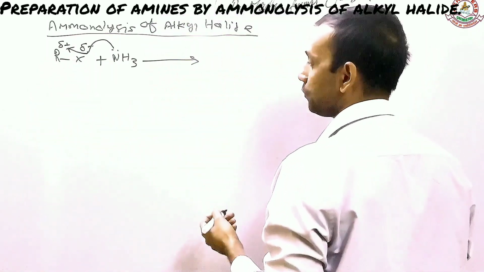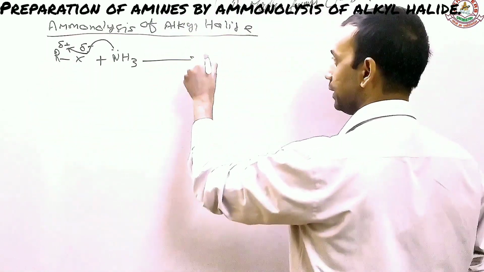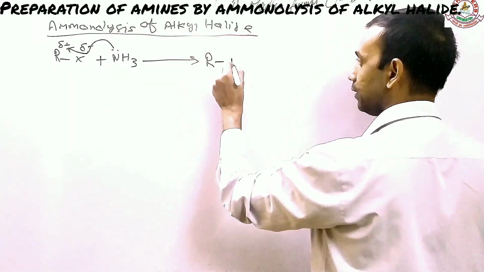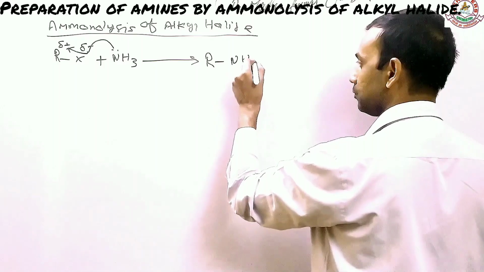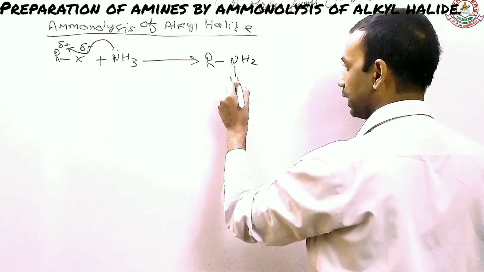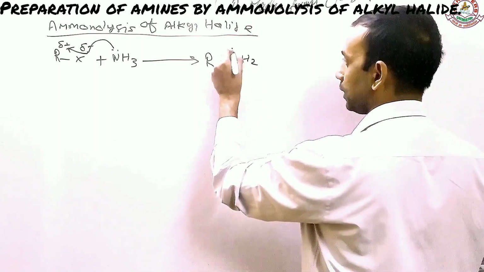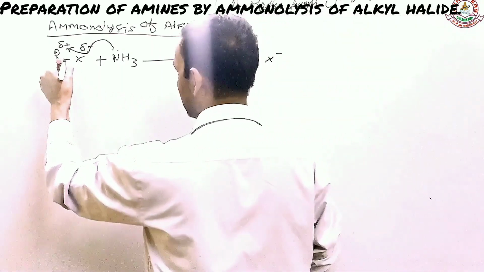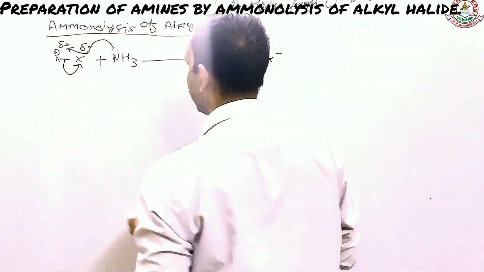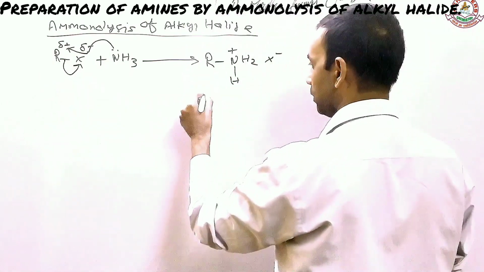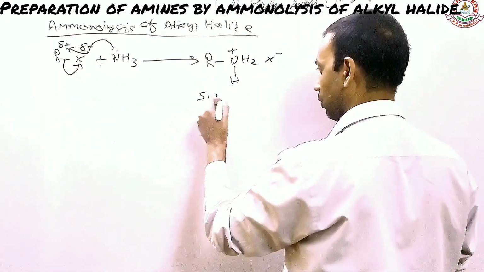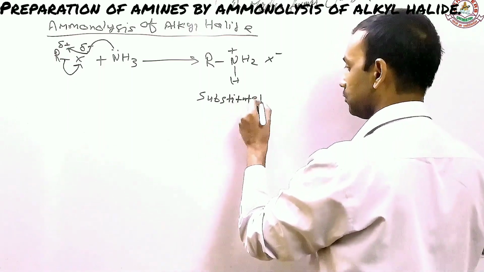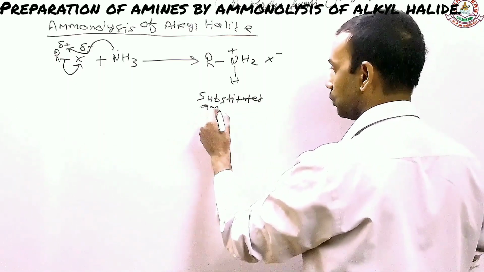Because it forms a bond with the alkyl group, it forms R and then NH2. I'm placing one of the hydrogens right here with a positive charge on N, and X comes out as a negative charge, because this bond also undergoes cleavage. So this is called a substituted ammonium salt.